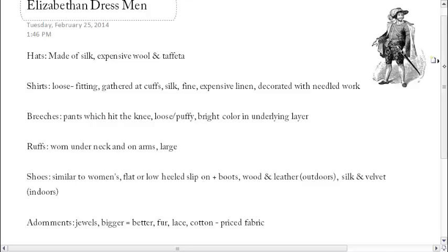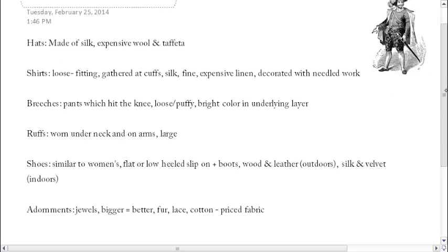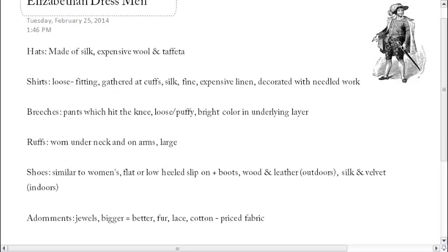Next we come to the Elizabethan dress in men. Men had fewer parts of the dress, yet they had hats, shirts, breeches, ruffs, shoes, and adornments. Just a few facts which are very interesting is that breeches are pants with a high knee. You can see they stop at the knee, and they're usually loose and puffy.